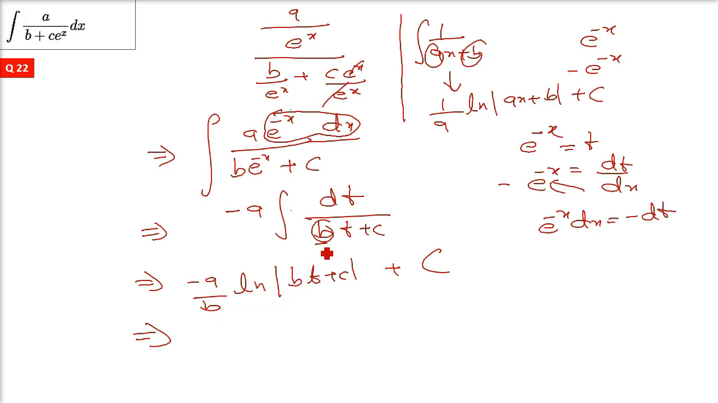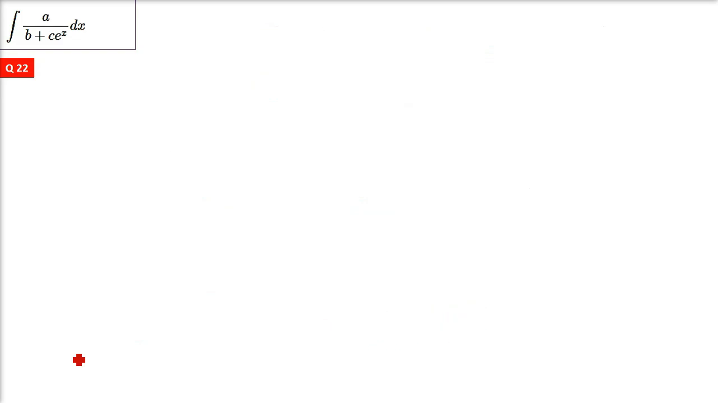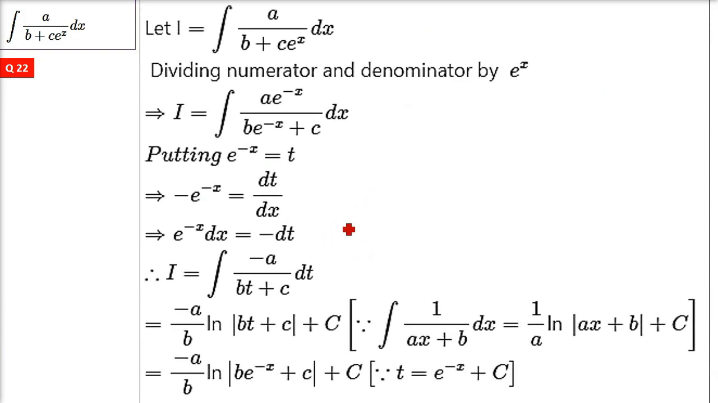So almost done. Only t has to be replaced, we have to get back to the original thing, which is e raised negative x. So negative 1 by b ln modulus of b e raised minus x plus c, plus this capital C, which is denoting the constant of integration. This is how you are going to write it: dividing numerator and denominator by e raised x, putting I, capital I, what you have written here, and since the integration of 1 by ax plus b is this thing, all this has to be written. So the next question is almost similar to this question.